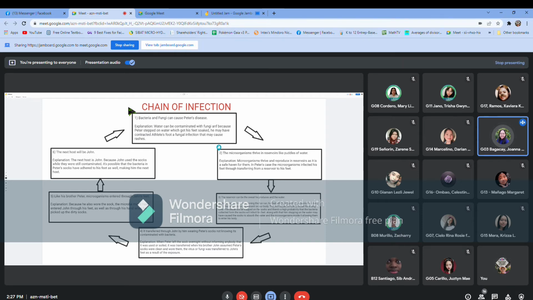The microorganisms thrive in reservoirs like puddles of water. Microorganisms thrive and reproduce in reservoirs as it is a safe haven for them. In Peter's case, the microorganisms infected his feet through transferring from a reservoir to his feet.